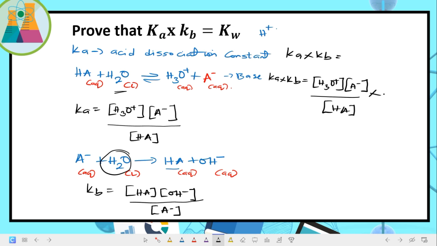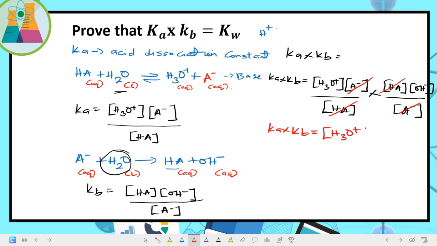HA times, what is our Kb? Kb is HA times what? OH minus divided by A minus. At this point in time, we can cancel out. HA cancels HA. A minus cancels A minus. So what are we left with? Ka times Kb is equal to H3O plus brackets, there we have OH minus. Do you agree with me that this is Kw?